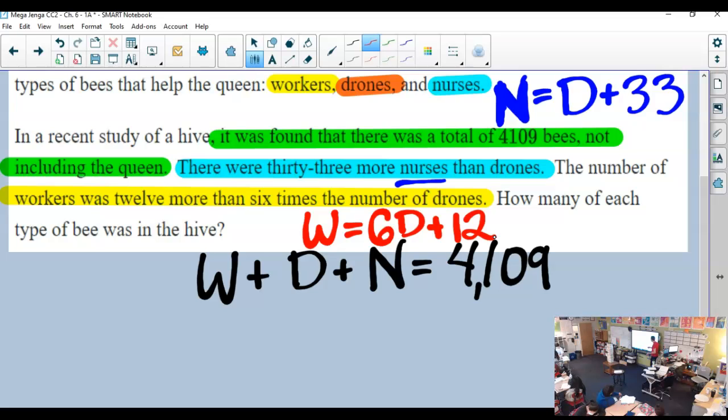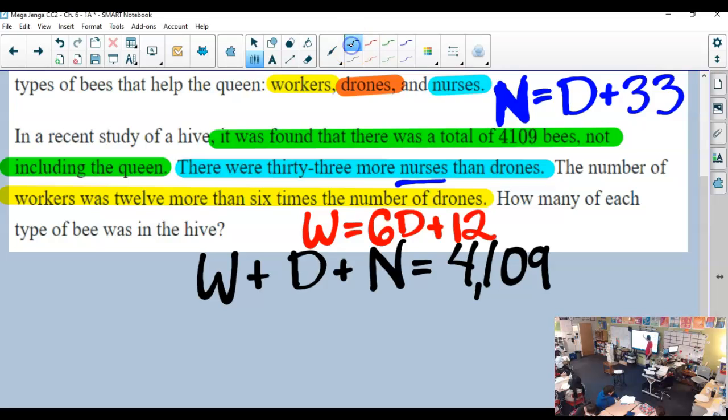They tell us there are 33 more nurses than drones. So nurses was D plus 33. This is easy to fall in the trap and write this backwards. Nurses is 33 more than drones. Then workers was 12 more than 6 times the drones.